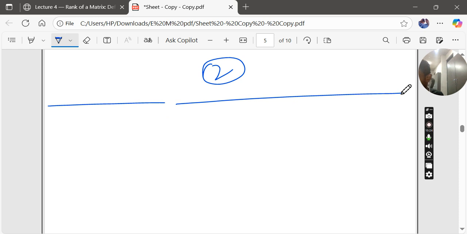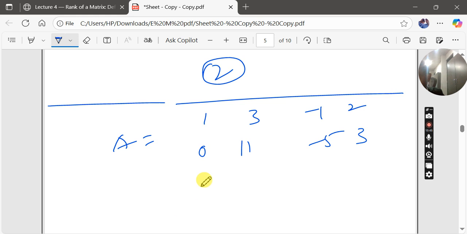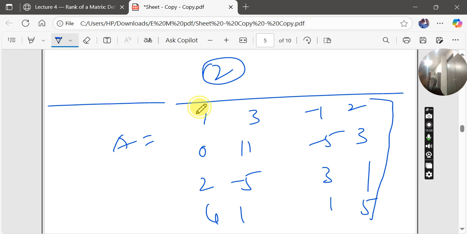Let's say we're having a matrix. So A will be 1, 3, minus 1, 2, 0, 11, minus 5, 3, 2, minus 5, 3, 1, 4, 1, 1, 5. So this is your example. Now I want to calculate the rank of this matrix.